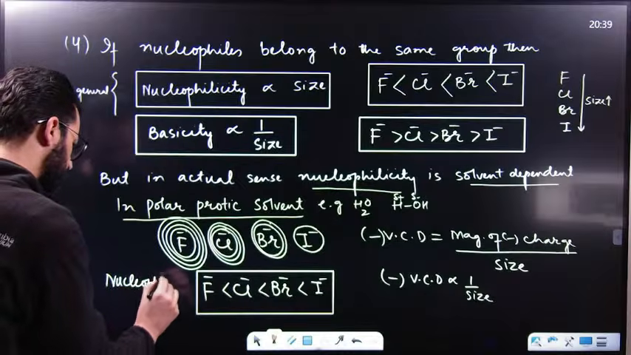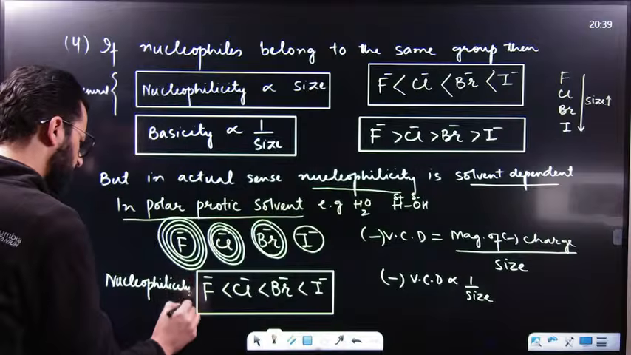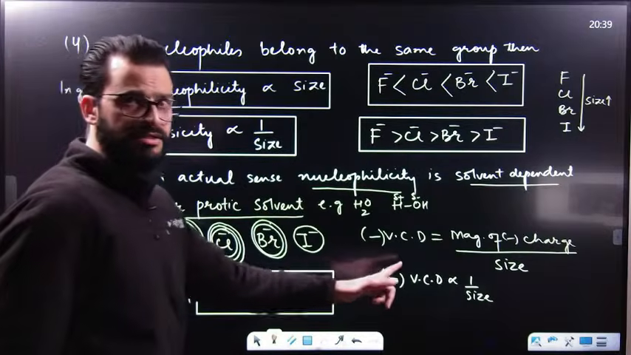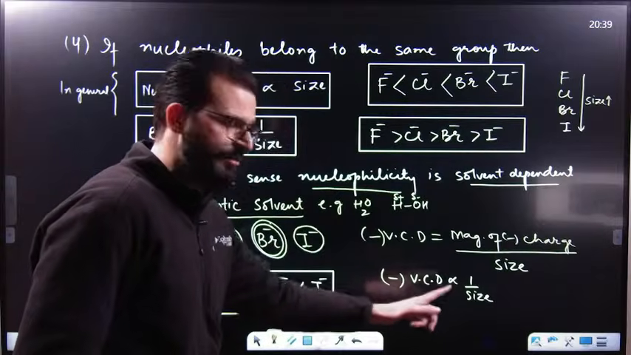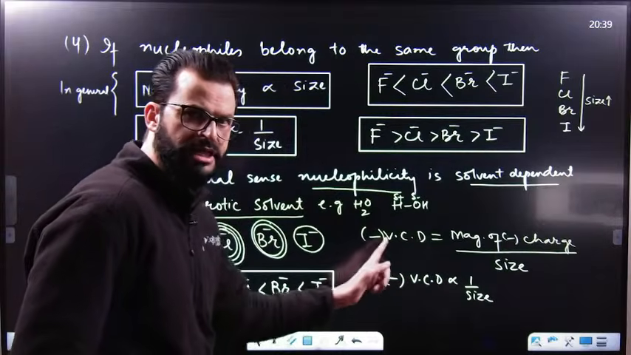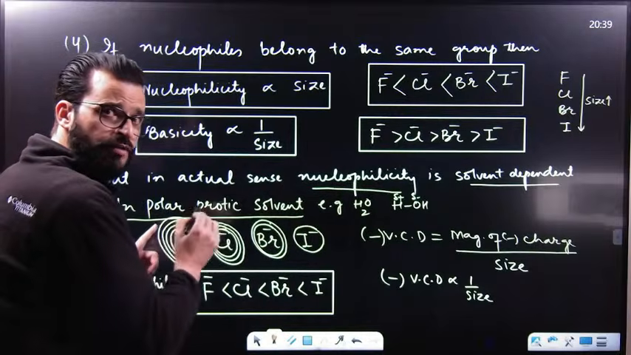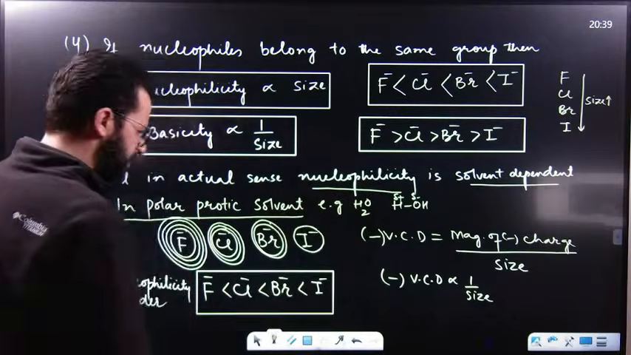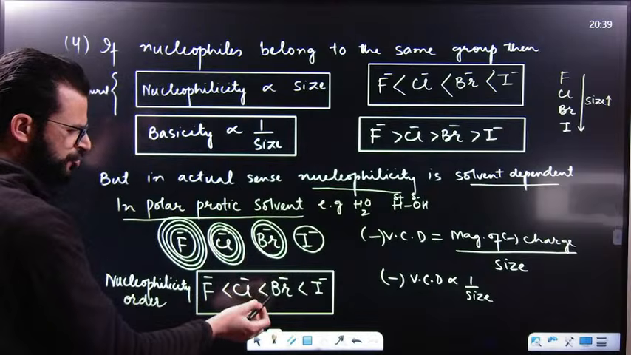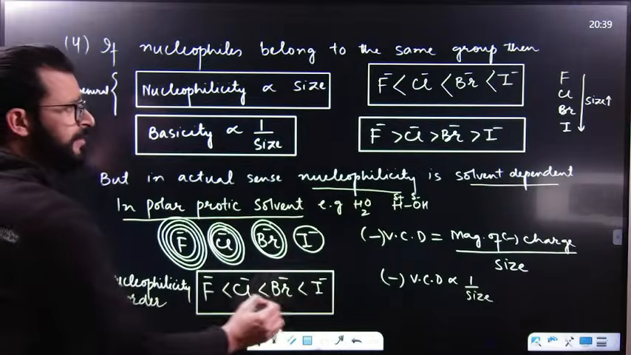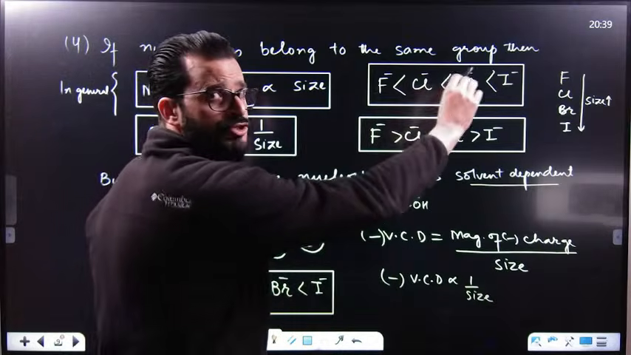This is the nucleophilicity order in polar protic solvents. Because the smaller the size, the more negative volume charge density, the more solvation, the lesser will be the nucleophilicity. So I minus is a stronger nucleophile than Br minus, than Cl minus, than F minus. That means it is the same trend as when the solvent is not given.